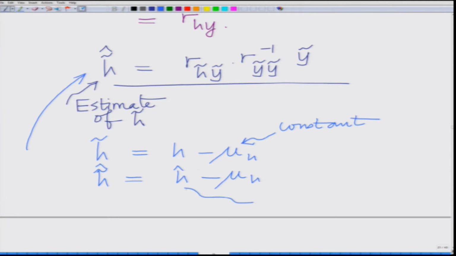What is this h hat? h hat is the estimate of the original parameter h. There is a simple relation, between the estimate of h tilde and the estimate of the original parameter h.